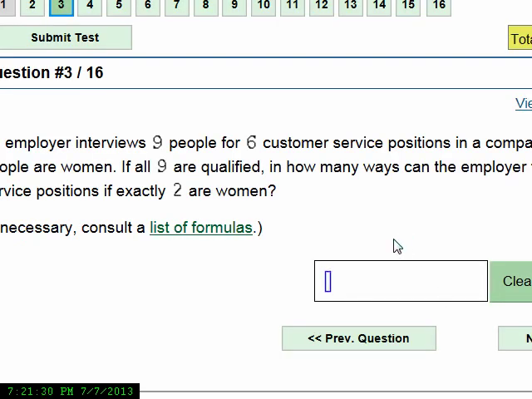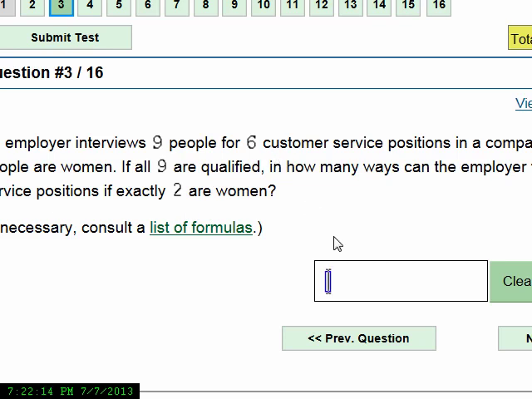An employer interviews 9 people for customer service positions in a company, and 4 of the 9 are women. If all 9 are qualified, how many ways can the employer fill the customer service positions if exactly 2 are women? So we've got 9 people for 6 customer service positions, and 4 of the 9 people are women. So we want to find out how many ways. Well, if there's 6 customer service positions and I want 2 of them to be women, then there's going to be 4 left that are going to be men.